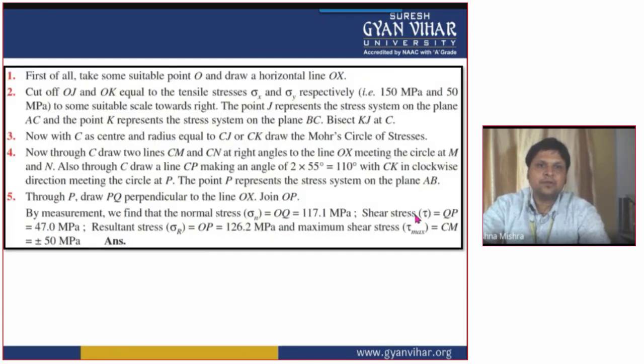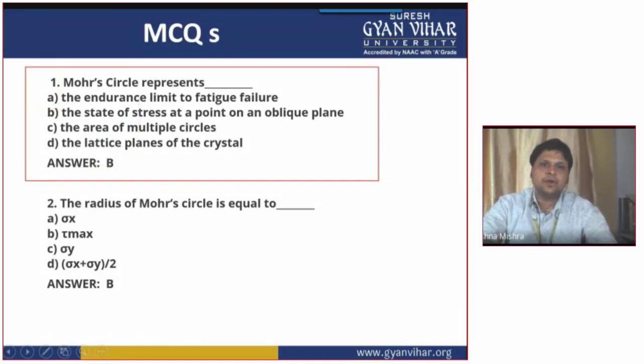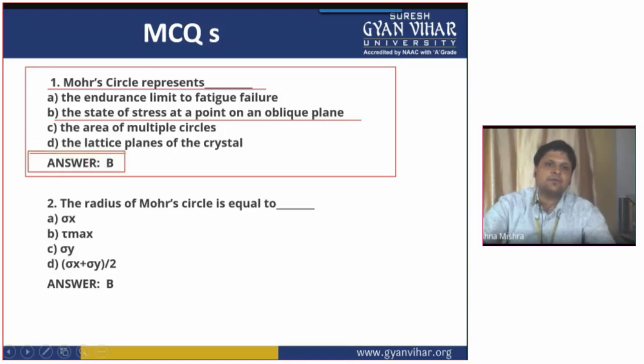So coming into MCQs now, students. First multiple choice question, what the question is saying to you: the Mohr circle represents, there are 4 options. A, the endurance limit to fatigue failure; B, the state of stress at a point on an oblique plane; C, the area of multiple circles; and D, the lattice planes of the crystals. So we all know the Mohr circle basically deals with stress. It deals with the stress at a point on an oblique plane. So option B is the correct option of the first MCQ.